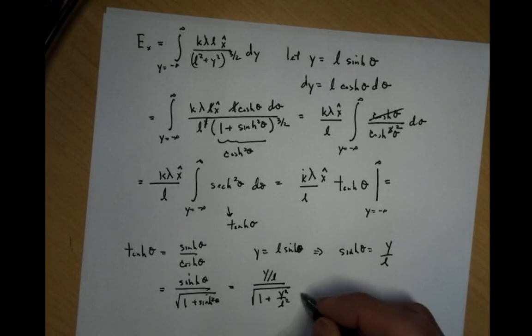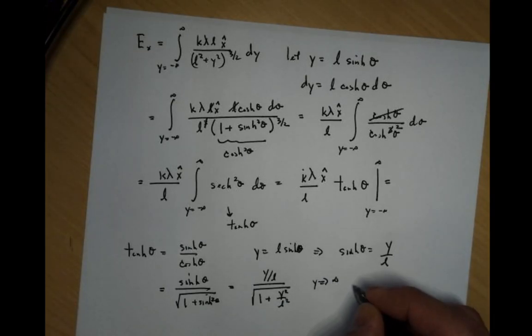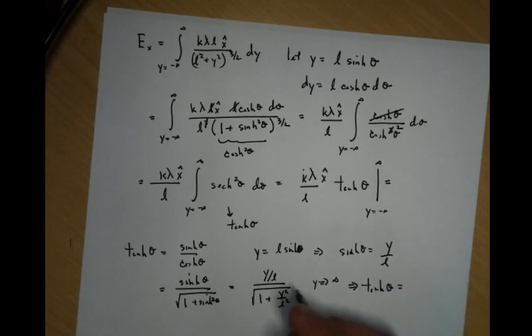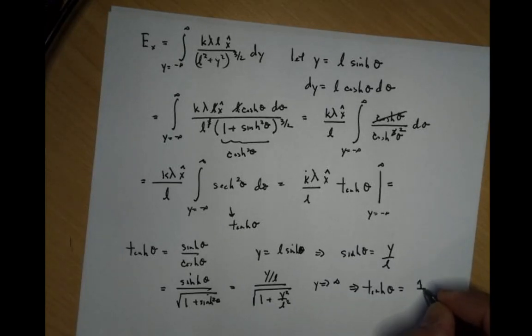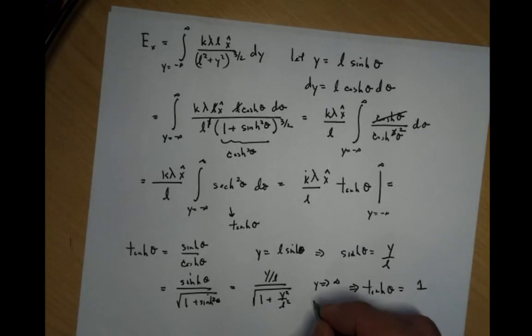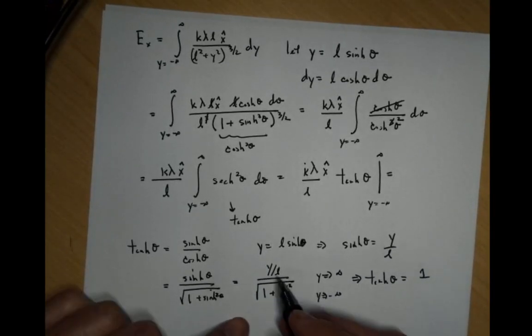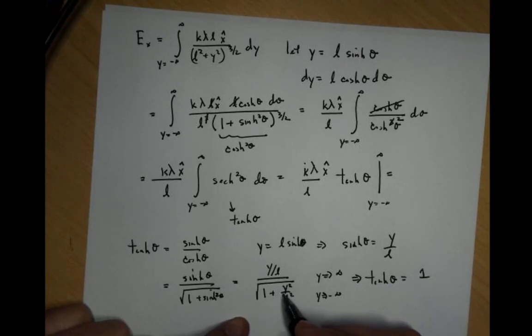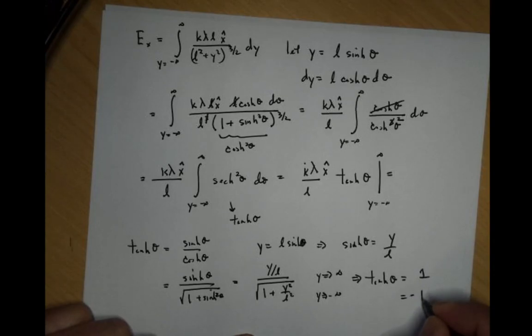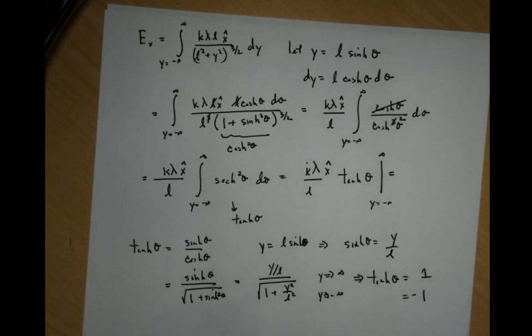So at y equals infinity, we take the limit y goes to infinity. This implies that tanh theta is equal to, let's see, this is infinity, this will factor out to infinity, so it'll be infinity over infinity, which is 1. Now, if you take y goes to minus infinity on the other hand, then this is minus infinity. This thing will work out to be square root of infinity squared, which is infinity, and so this equals minus 1. So that's actually pretty simple.